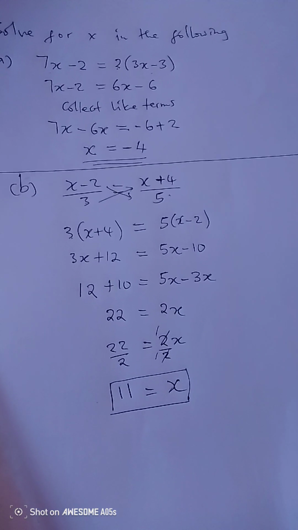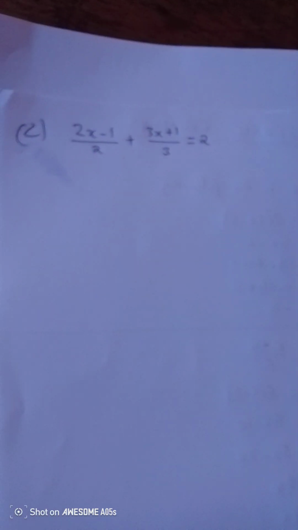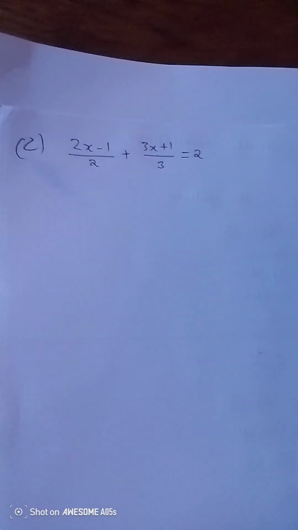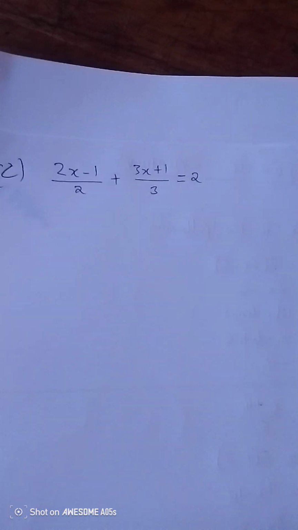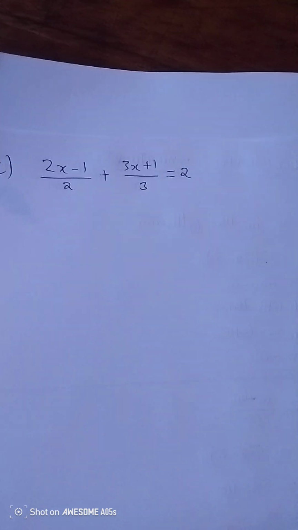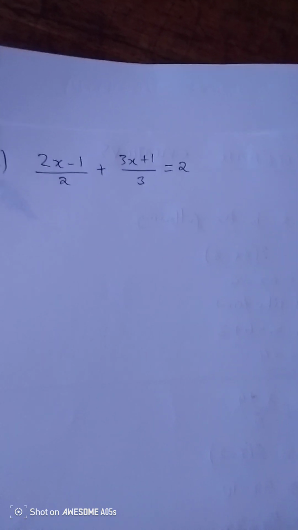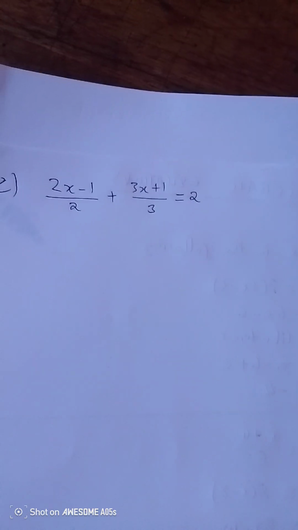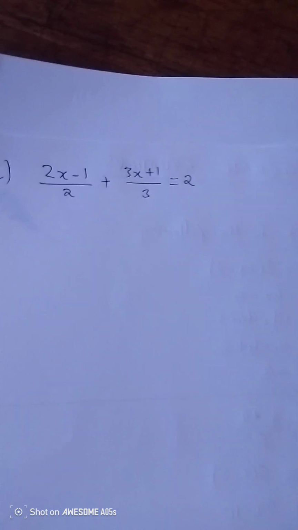Let's go to the next question. Okay, this is the last question for this video. It is saying 2x minus 1, everything divided by 2, plus 3x plus 1, everything divided by 3, is equal to 2. So we can observe that we have got fractions on the left side of the equation.